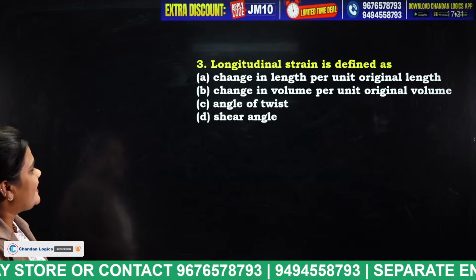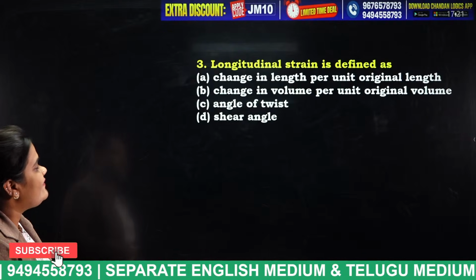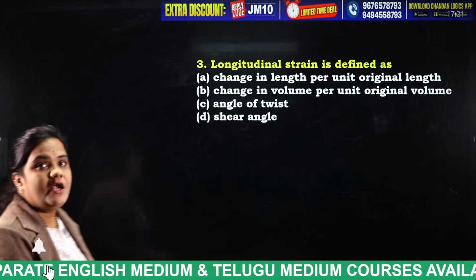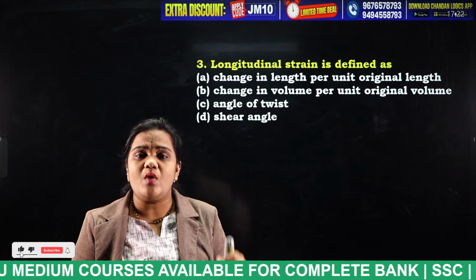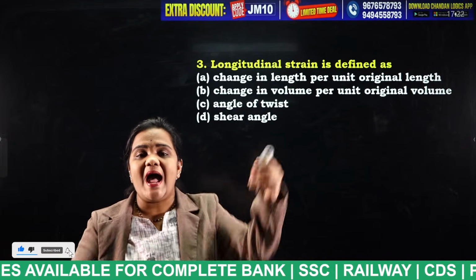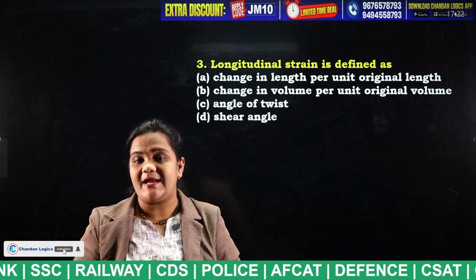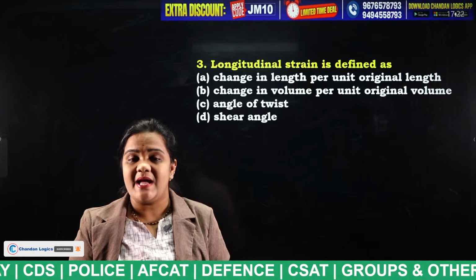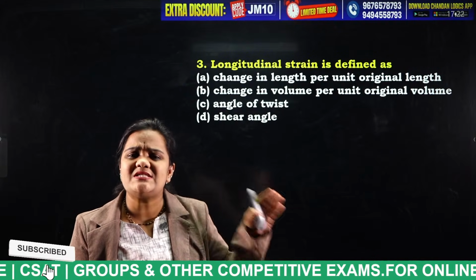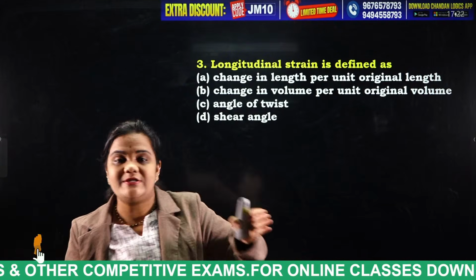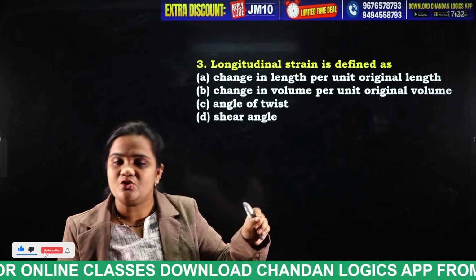Longitudinal strain is defined as change in length per unit original length, change in volume per unit original volume, angle of twist, or shear angle. Now tell me, students, what is the answer for this question? So actually I have explained in the morning itself. What do you mean by strain? Strain is nothing but, take a rubber band and stretch it. Initially the length of that rubber band will be x centimeters, and when I stretch it, its dimensions will be different. Now what is strain here? Change in dimension to its original dimension. So that is the main formula for strain.